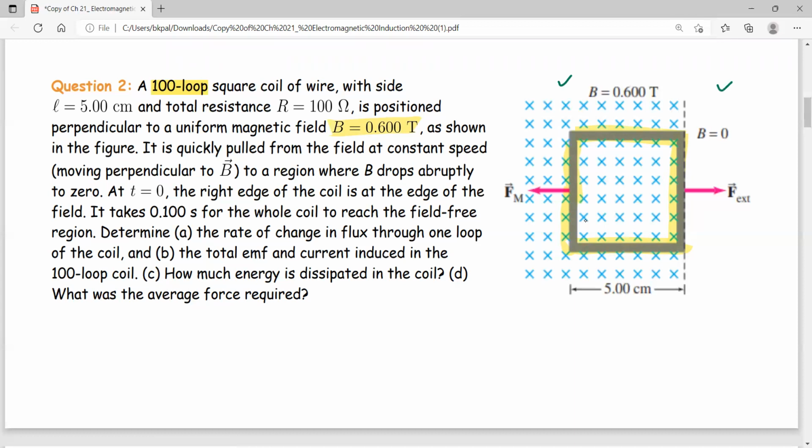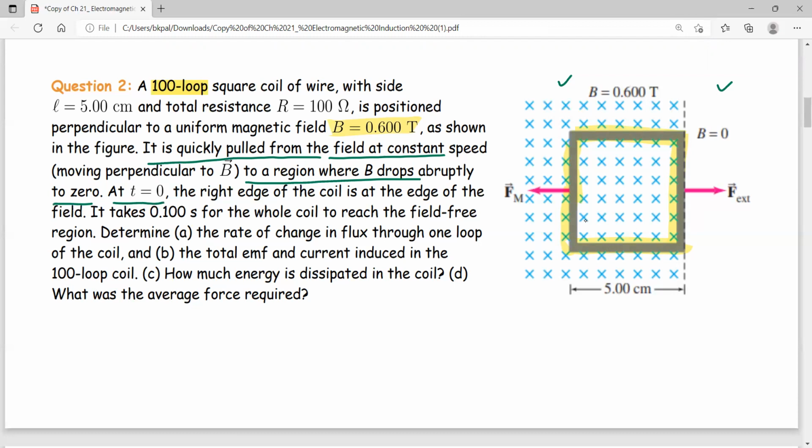Okay, so what happened here is it is quickly pulled from the field at a constant speed to a region where B drops abruptly to 0. So it was initially in the magnetic field, and then it quickly moved to where there is no magnetic field. By doing this, we basically change the magnetic flux. Because there is a change in magnetic flux, there will be some induced EMF.